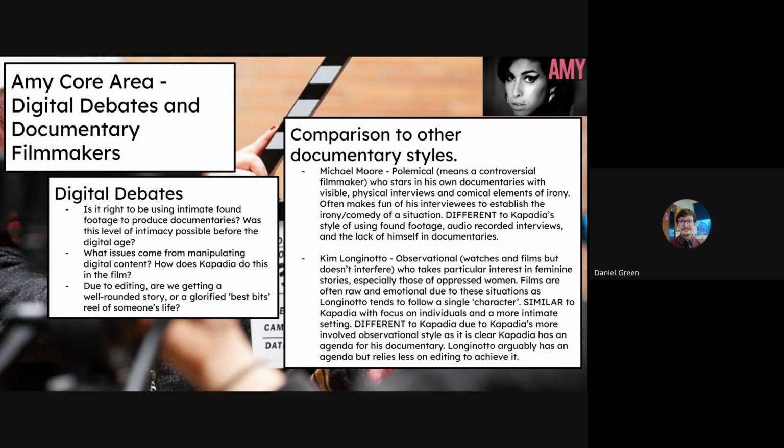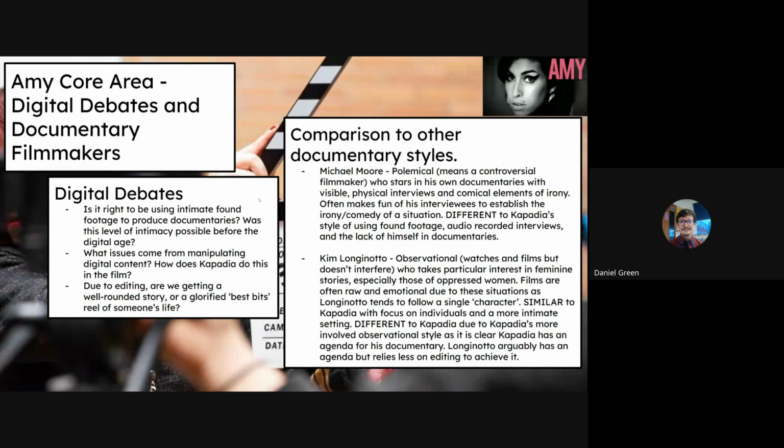But different to Kapadia, because Kapadia has a more involved observational style. He's editing and changing, putting digital footage in a certain order to have an agenda. Whereas Longinotto sort of just lets the camera roll, which means that she gets a more raw style from the person, with no fancy editing or changes. Of course, any filmmaker edits, and Kim Longinotto definitely edits. But arguably, Kapadia's style is more intrusive because he is observing this person and creating this exposition of this person, but he's also potentially manipulating reality.